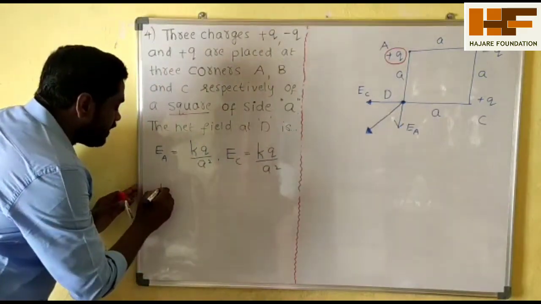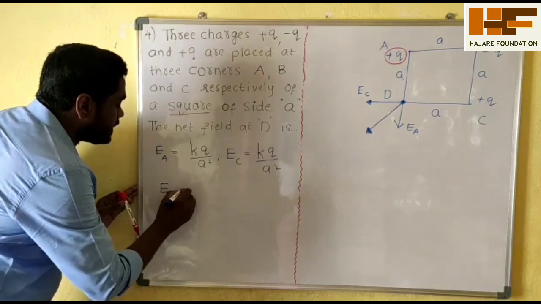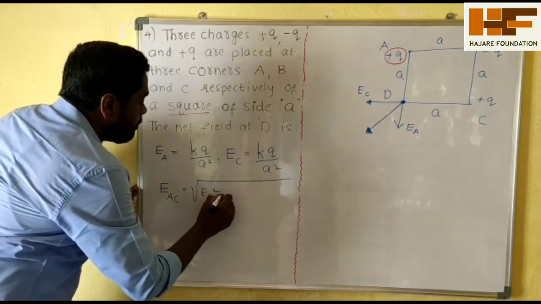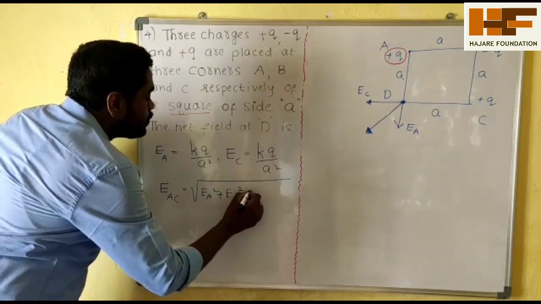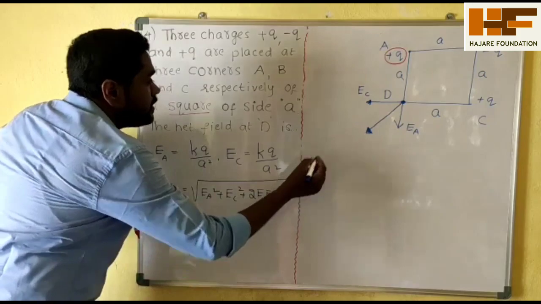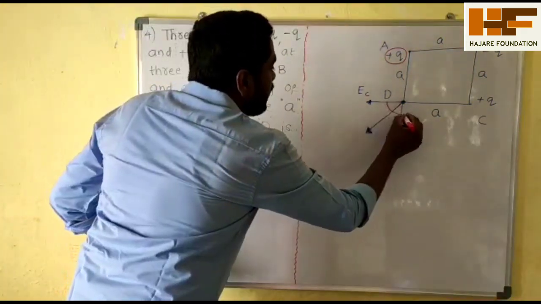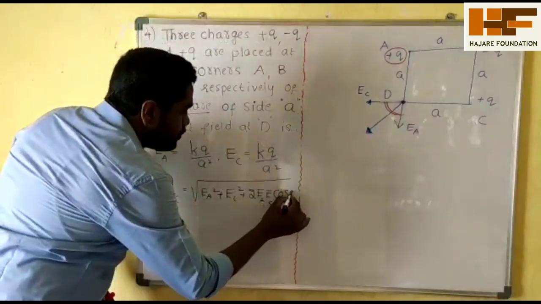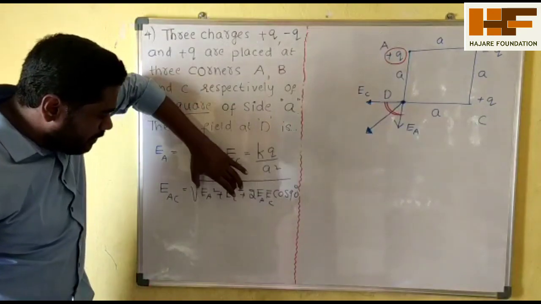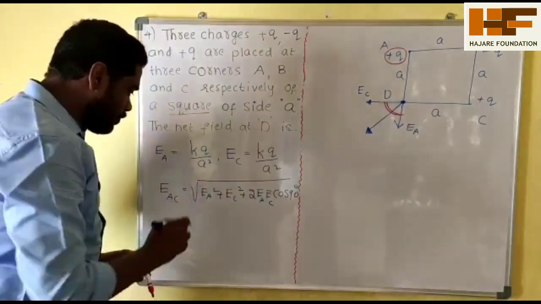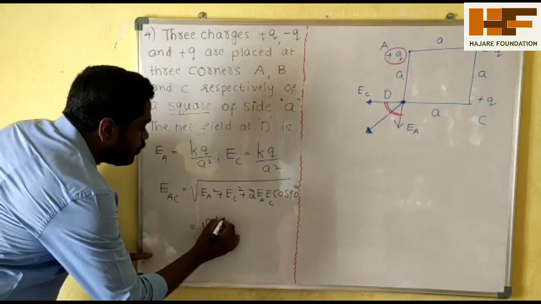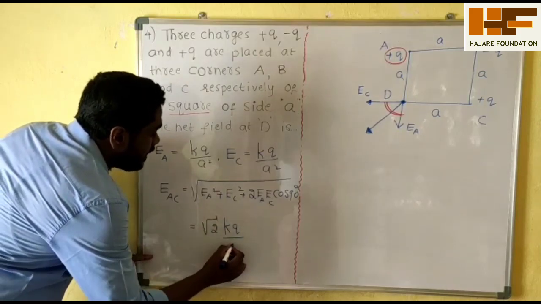Therefore now, what is the resultant vector? The resultant vector I am taking as EAC, that is equal to what? Now you can get EA square plus EC square plus 2 EA into EC into cos theta. This total angle between them how much? That is 90 degrees. Just substitute 90 degrees. Cos 90 value becomes 0. Therefore this total term becomes 0. Remaining is under root of EA square plus EC square. By simply substituting, you will get the answer, root 2 into KQ by A square.